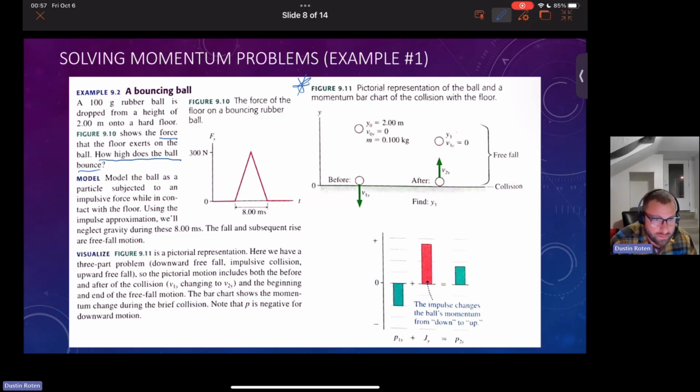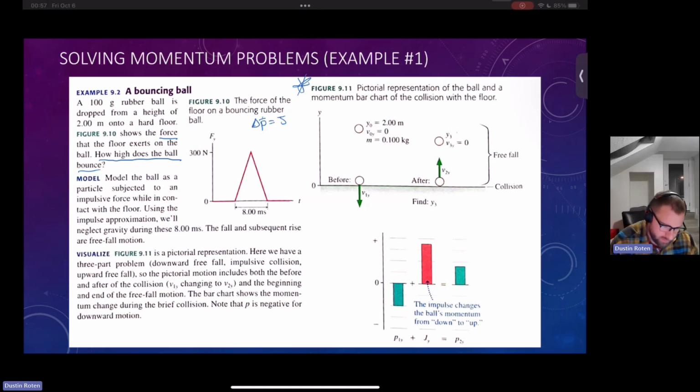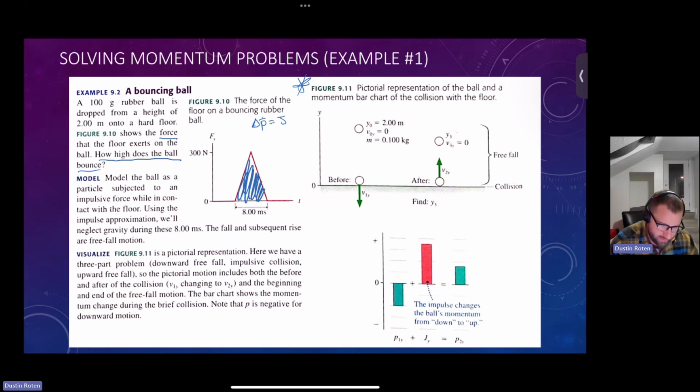Okay, so let's think about what we got here. We know that we're going to have some sort of change in momentum, and that change in momentum is going to equal the impulse. Now the impulse is going to be this area under the curve, right? We have to integrate from the initial time to the final time of the impulse. Okay, and that's going to give us J.